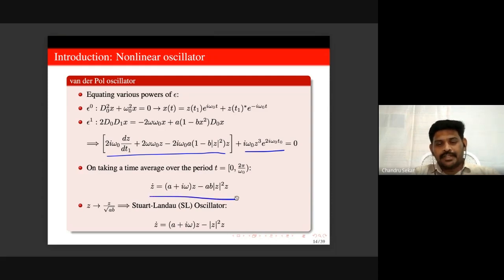Now introduce the change of variables, z divided by root of ab, into this equation. We get the standard Stuart-Landau oscillator equation, the well-familiar limit cycle oscillator equation. So if you apply the slow time scale analysis to the van der Pol oscillator, we identify the Stuart-Landau oscillator.